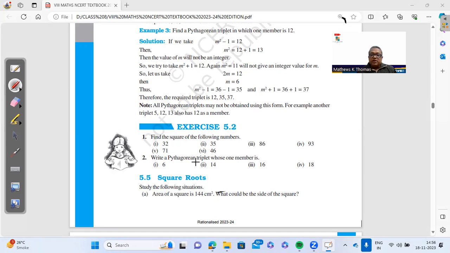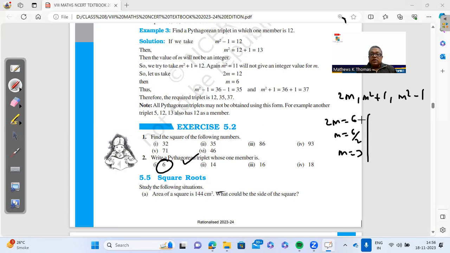As far as formula is concerned, there is one formula for this: if one member of the Pythagorean triplet is given, then find the others. So remember, the Pythagorean triplets are 2m, m square plus 1, and m square minus 1. This is the formula by which we can find them. So let's say if one number is given, 6, what we'll do is equate 2m to 6, m will be 6 by 2, m will be 3.